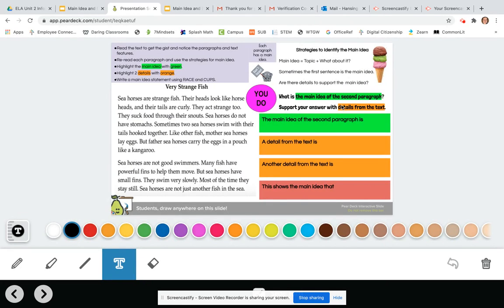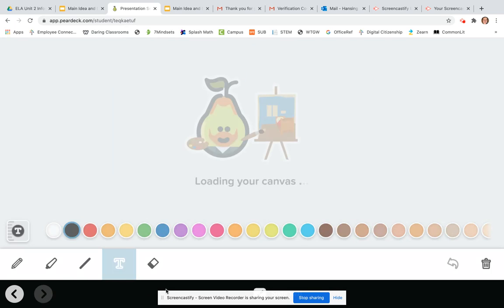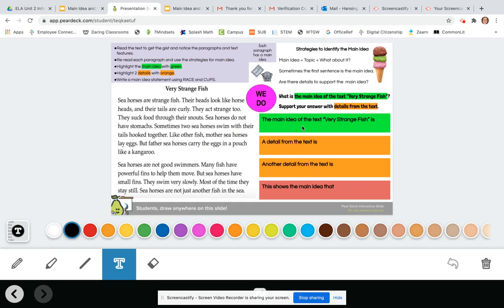Tomorrow, we're going to have a chance to answer a question about what is the main idea of the second paragraph. Because remember, each paragraph has a main idea. Then we'll answer what is the main idea of the text, Very Strange Fish. When the title is included in the question, that means that we're being asked to identify the main idea of the entire text, both paragraphs together.